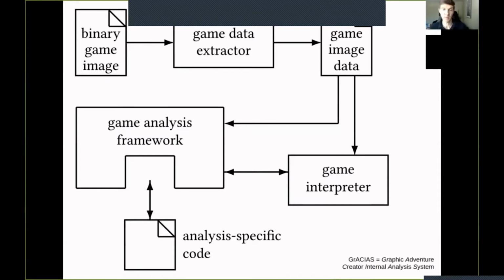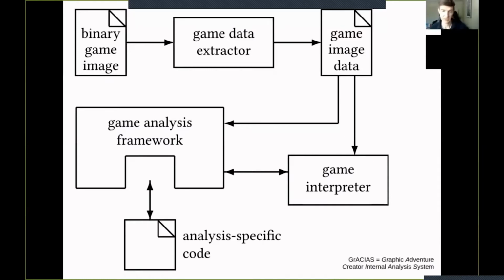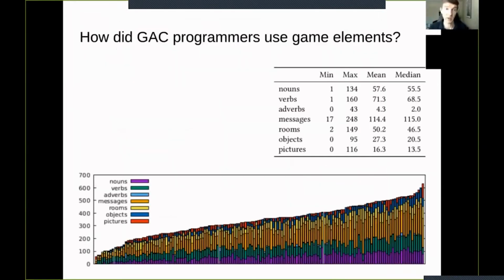So we can look at our games a whole bunch of different ways, and we can start asking and answering these questions across our entire corpus. For example, how did GAC programmers use the game elements? Well, as you might expect, being text adventure games, these games tended to be very text heavy, and the reason is that pictures would simply have taken up more space.